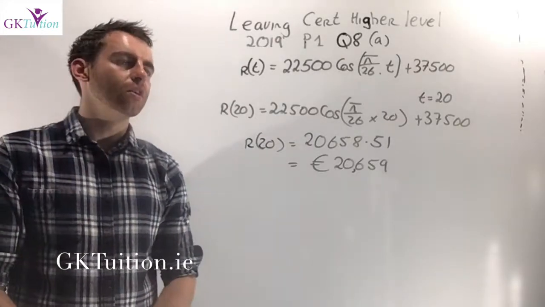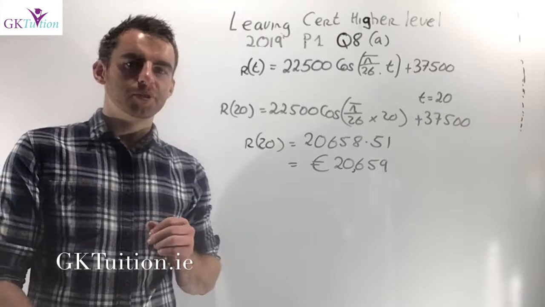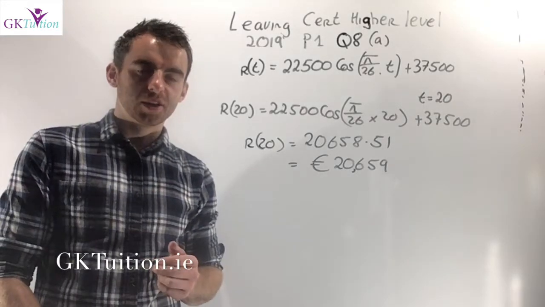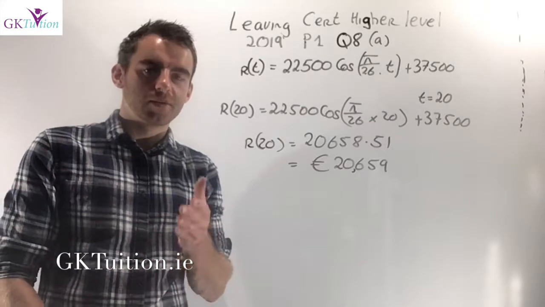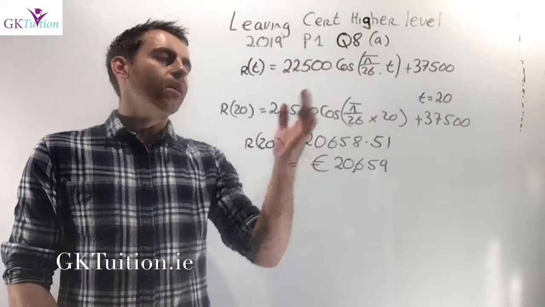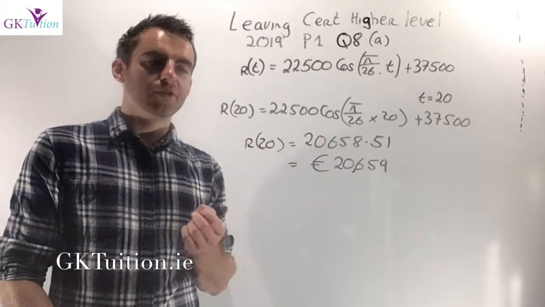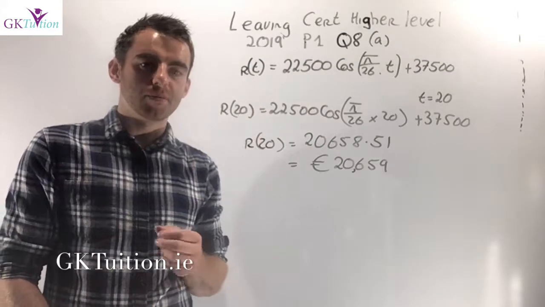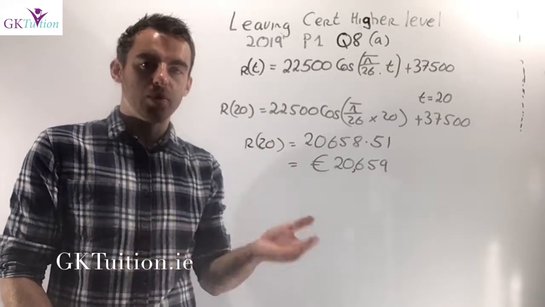The question I've chosen to go through here is 2019 paper 1 question 8. In this question we're given a function that describes the revenue that an air conditioning manufacturer makes throughout the year. We're told that T represents the number of weeks after July and that R of T represents the revenue that the company makes that week.